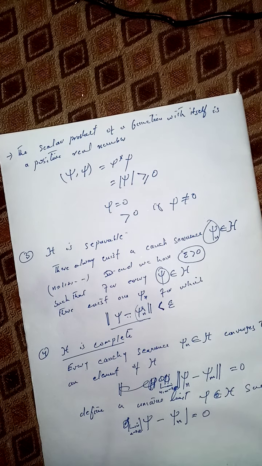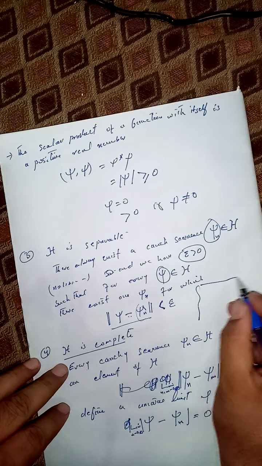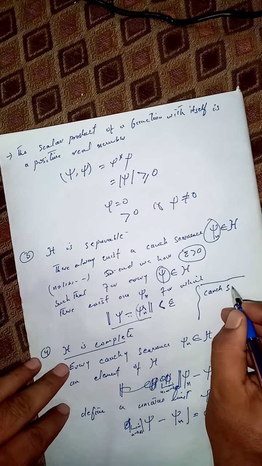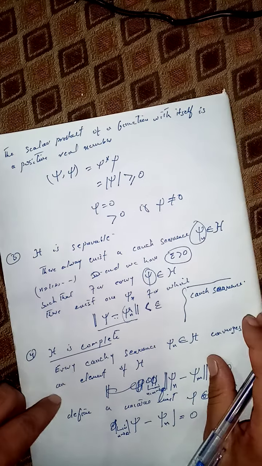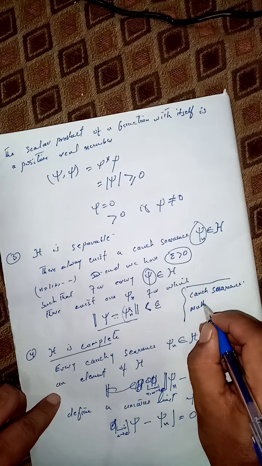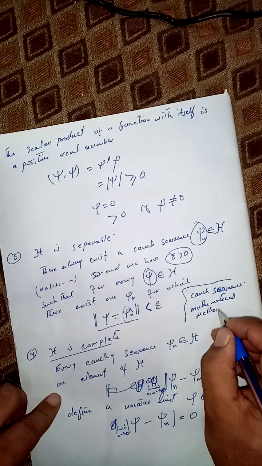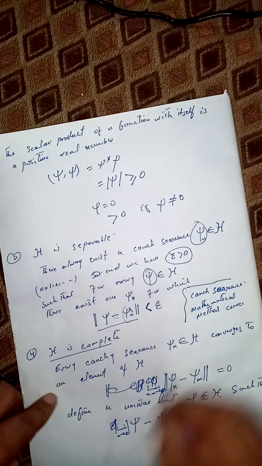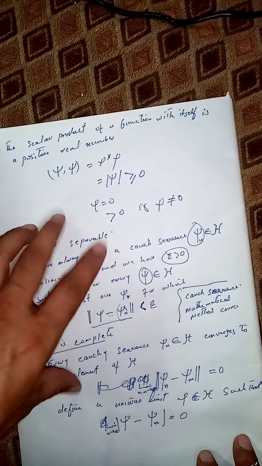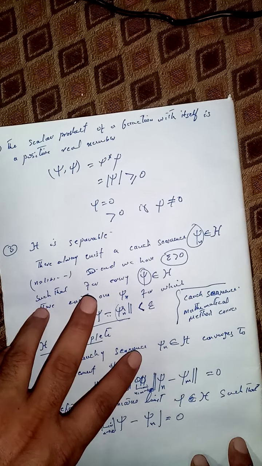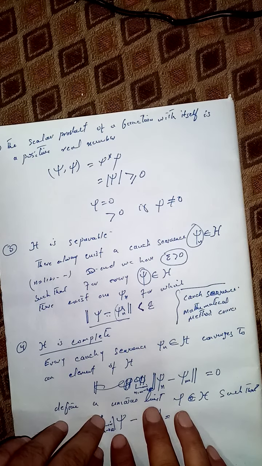I'm not going into the detail of the Cauchy sequence, because you have already studied it in your mathematical methods course. So just revise that course, learn about the Cauchy sequence, and then see these two properties of the Hilbert space. You will easily understand it. Okay, thank you. This is the end of vector space and Hilbert space.